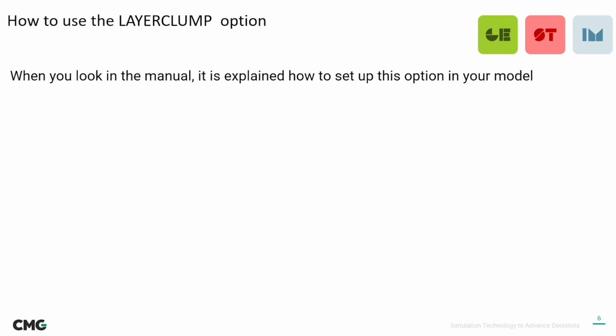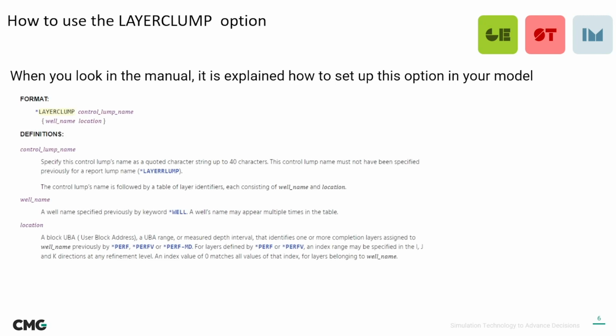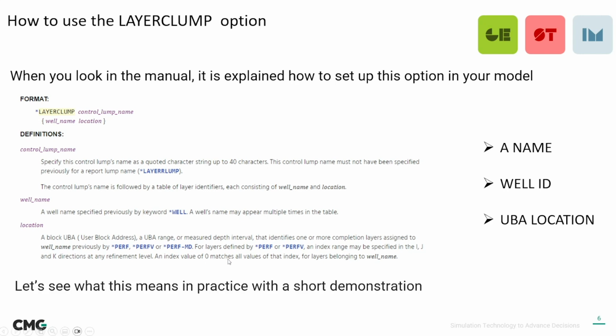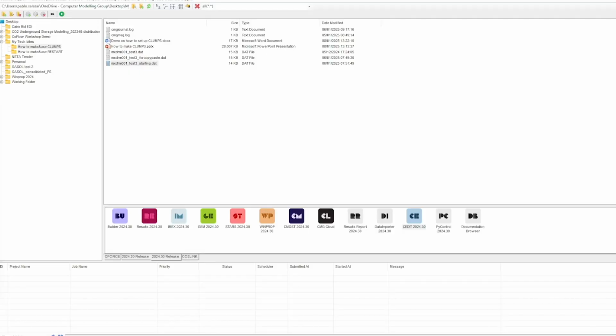How to use the layer clump option. When you look into the CMG manual, it is explained how to set up this option in your model. And this is what you see in the manual, the format for the layer clump definition and the definitions that are required. In a nutshell, you need 3 basic elements: a name, the well ID, and the UBA location, which is the user block address. Let's see what this means in practice with a short demonstration.